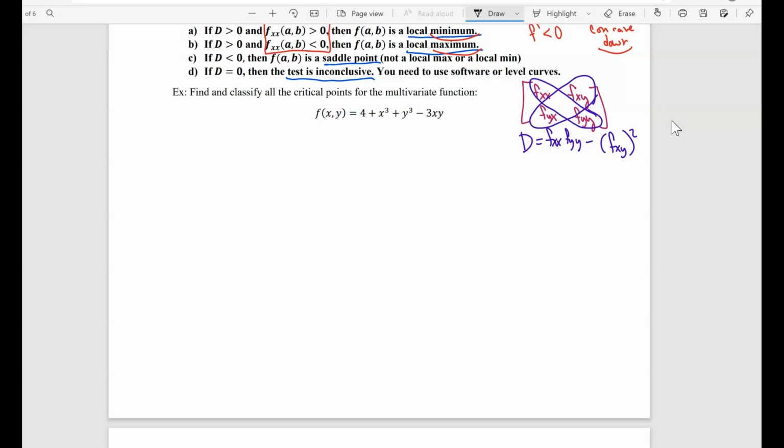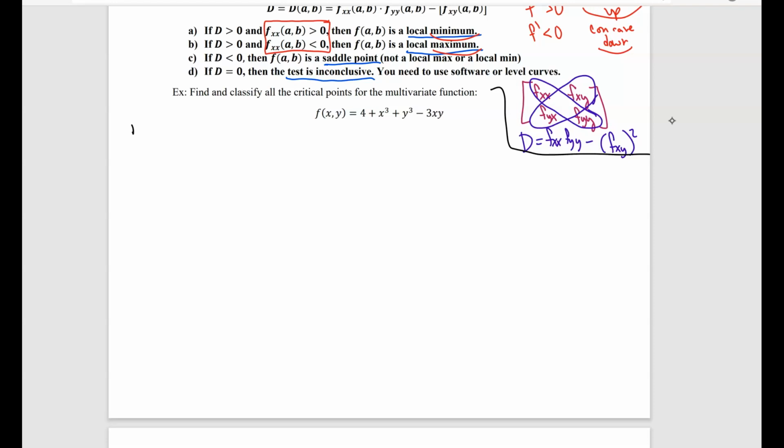So let's first start off by taking our partial derivatives. We're going to have f sub x, and this is going to give me 3x squared, the other term goes away, and you have minus 3y. That's going to be our very first one, and we set it equal to 0. And then we take f sub y, and that would be 3y squared minus 3x. Set that equal to 0.